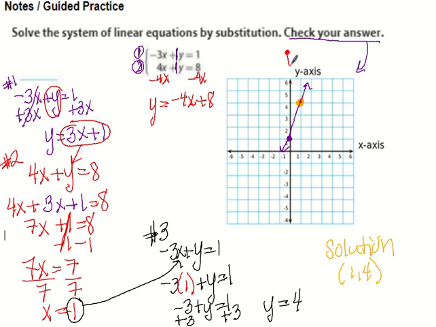So 1, 2, 3, 4. And look at that. It is, in fact, where my graphs intersect. So we're good. We did do it right. If our graphs had not crossed here, then this wouldn't be my solution. But you can see from the check that both lines did, in fact, go through there. So we're good. There's our answer.